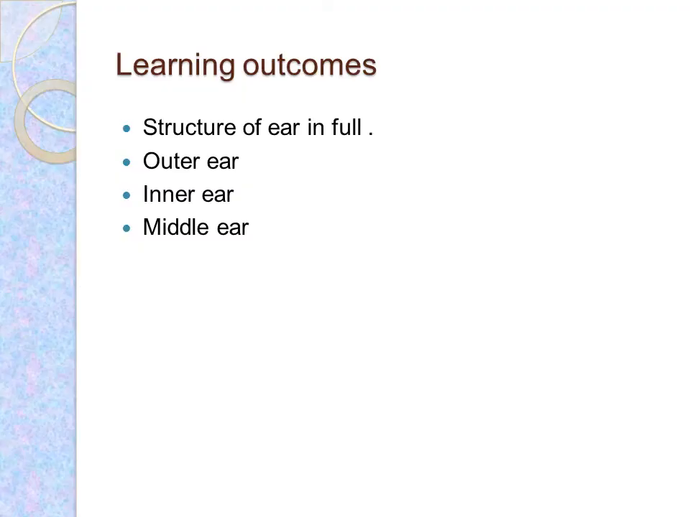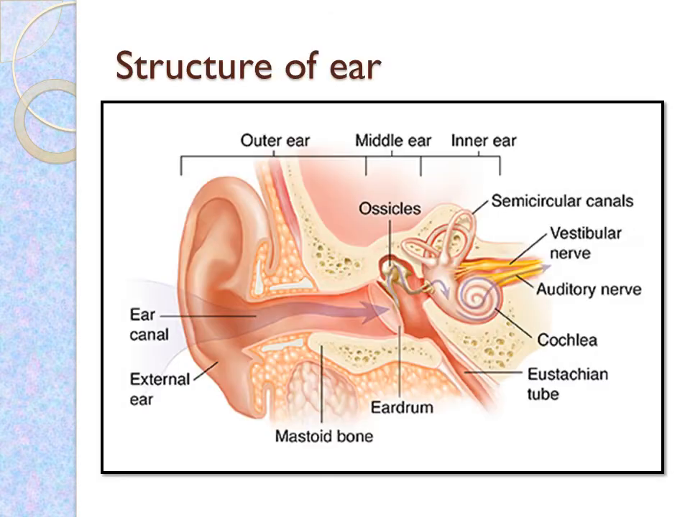Now the learning outcomes of this lesson will be the structure of the ear in full, that is the structure of the outer ear, the structure of the inner ear and the structure of the middle ear. Now let us start. In this slide we will be discussing the structure of the ear.